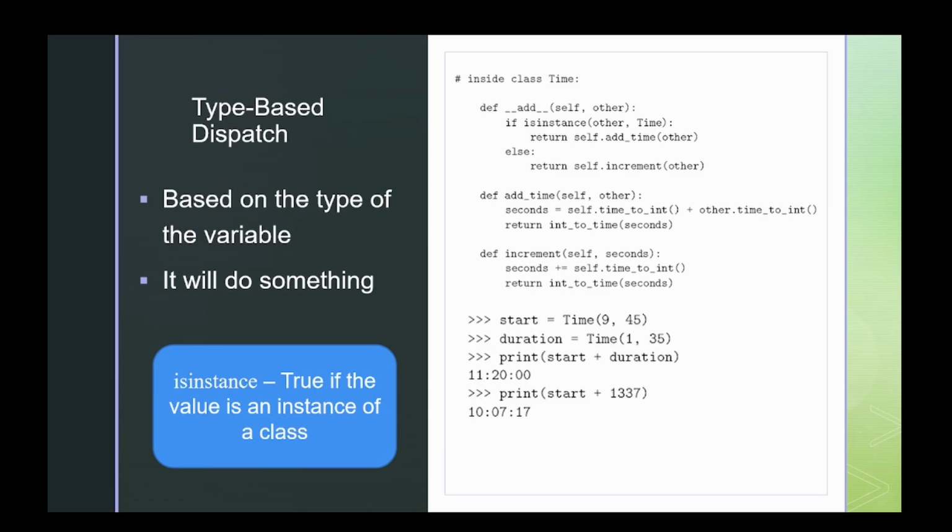So for example, here I've got a start time and I have a duration time. I can actually say start plus duration, which are two capital T Time objects, and it will give you a value. Or I can say start plus 1337, and then that will add 1,337 seconds onto my start time of 9:45 and give me an output of 10:07. Notice there was absolutely nothing done differently on my part other than using that plus sign operator. Everything is built into the class Time.